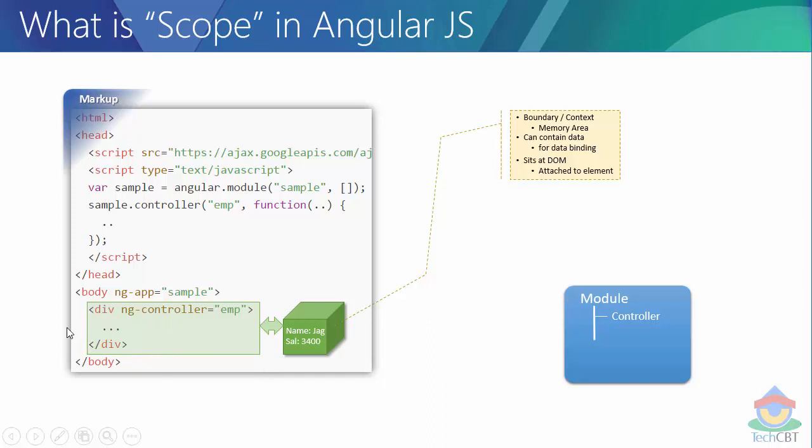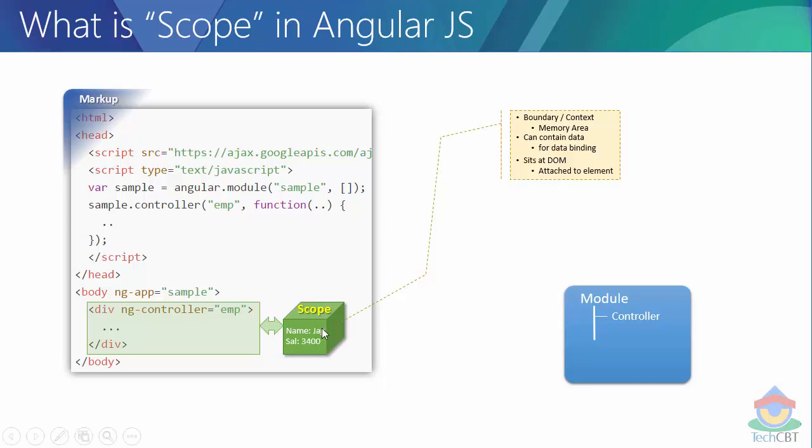So this div element has direct access to this particular data which is available as part of the context, and the context sitting in the memory area. And what do we call this context? It is nothing but the scope. So this is the most important concept. So scope is nothing but the context.